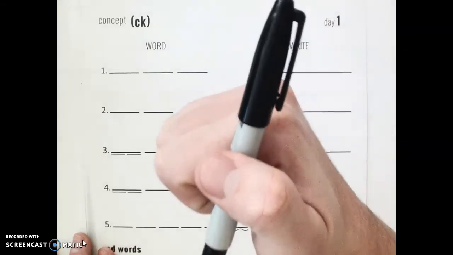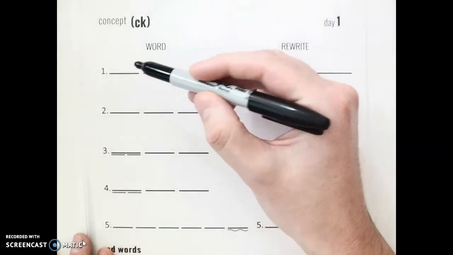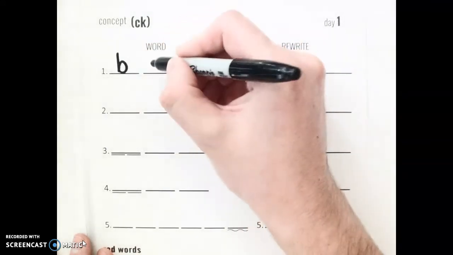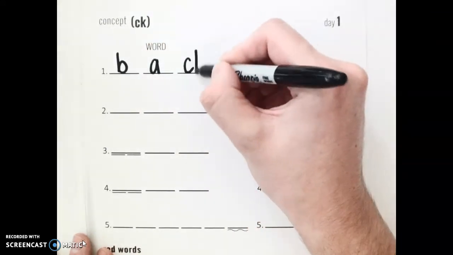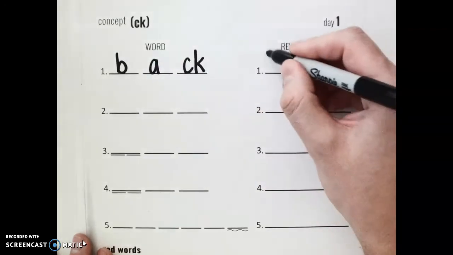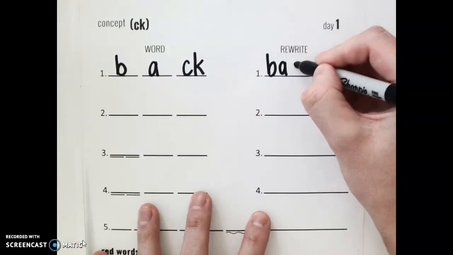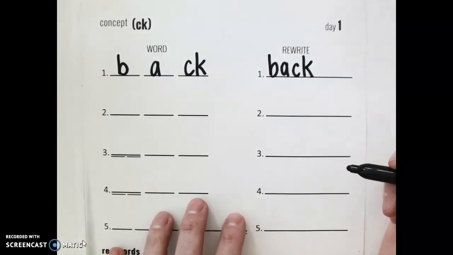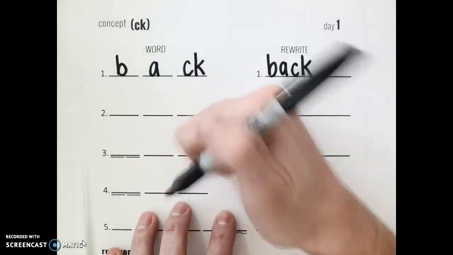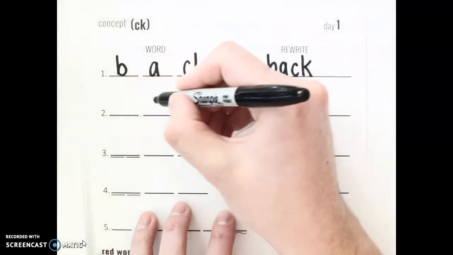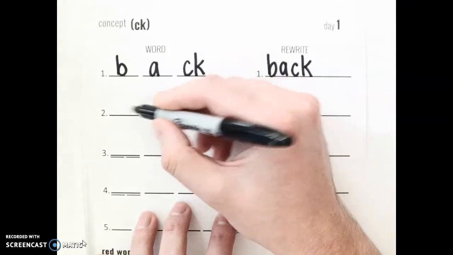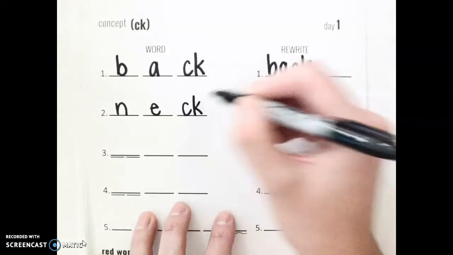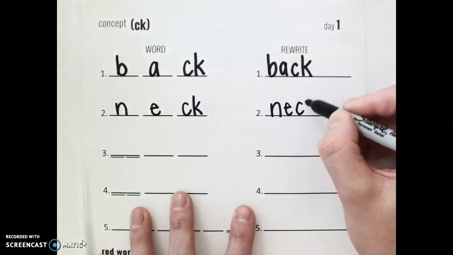Ready? Back, B, A, K, back. Rewrite the word. Back. Number 2, neck, neck, n, e, k, neck.